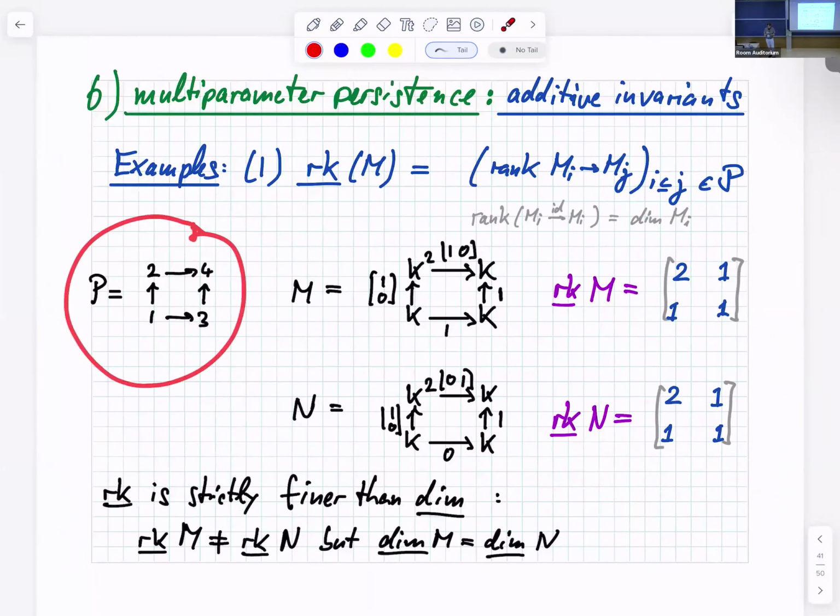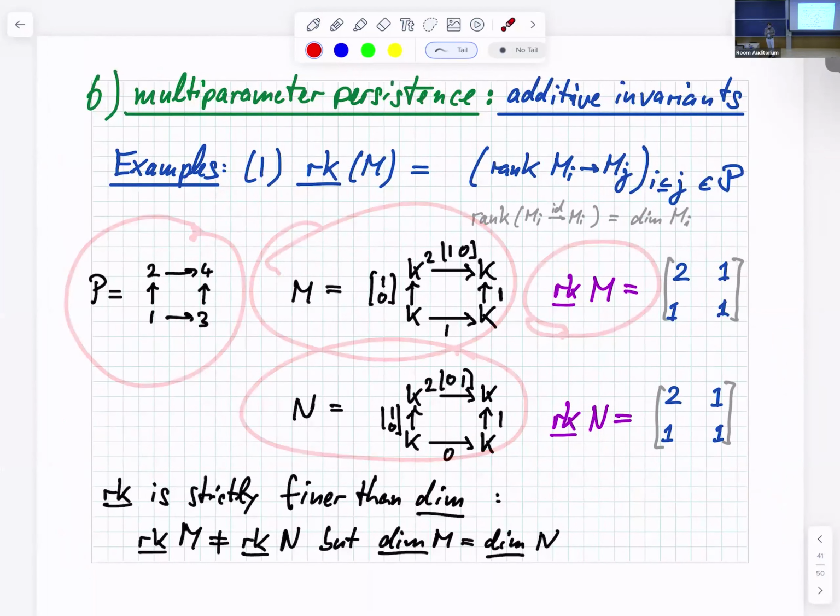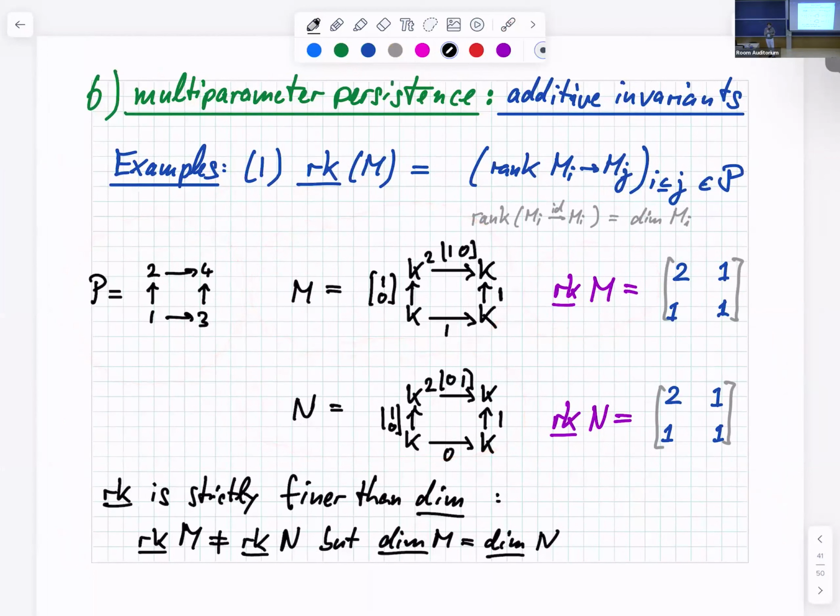Same poset, same modules. Let's compute the rank invariant. Okay, so to compute the rank invariant, I cannot change my color. To compute the rank invariant, I need to look at the rank of this map.